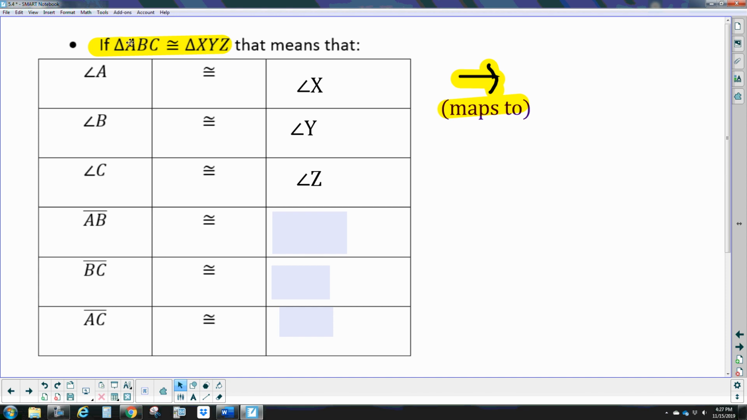So AB, those are the first two letters in our first statement. They have to be congruent to the corresponding parts. So AB corresponds to XY. So segment AB is congruent to segment XY. BC corresponds to YZ. And AC corresponds to XZ. Okay, so if those two triangles are congruent, that means all of these things are congruent.